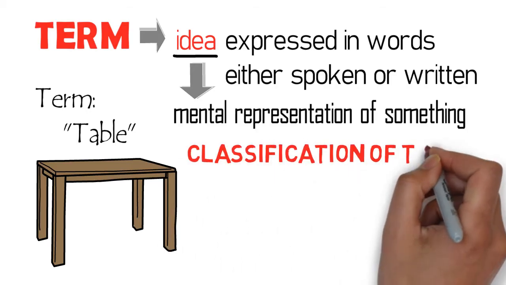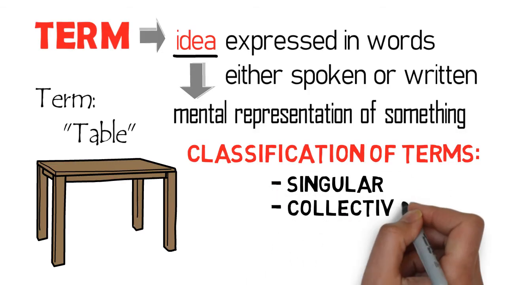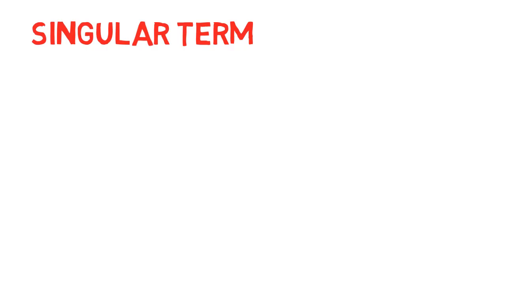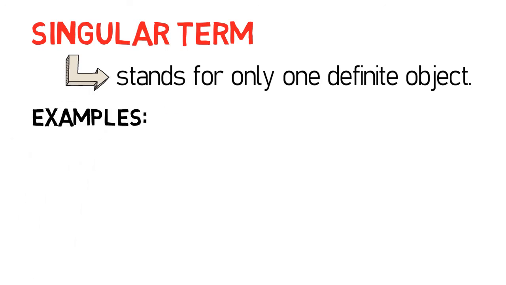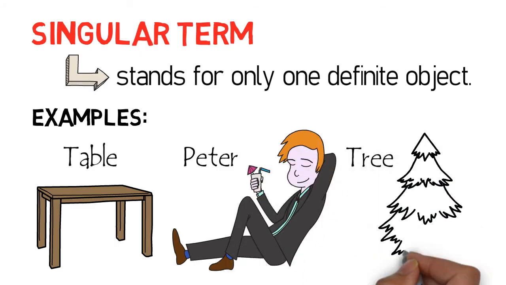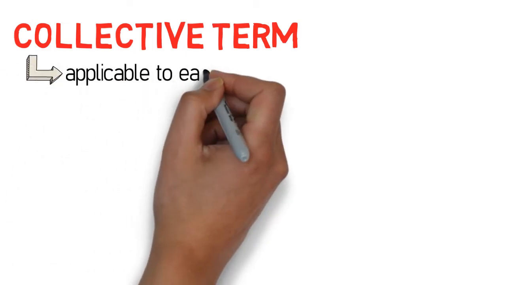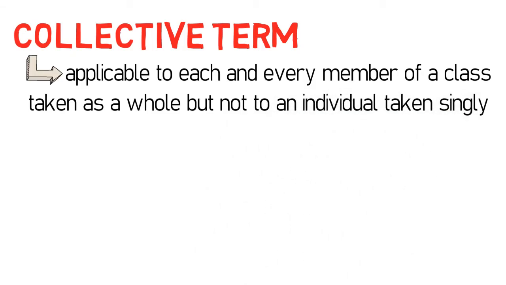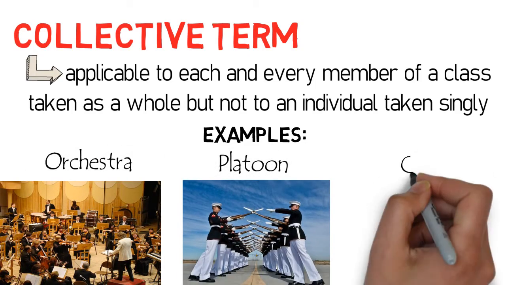Now, there are 4 classifications of terms in terms of quantity, namely singular, collective, particular, and universal. A singular term is one that stands for only one definite object. Some examples are table, Peter, or tree. A collective term is one that is applicable to each and every member of a class taken as a whole, but not to an individual taken singly. Some examples are orchestra, platoon, choir.